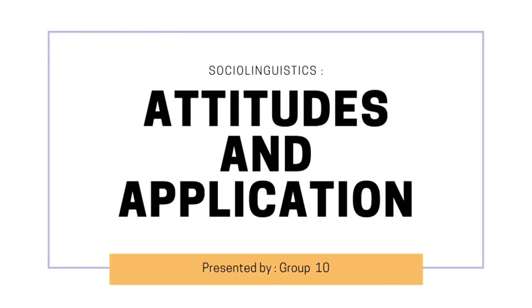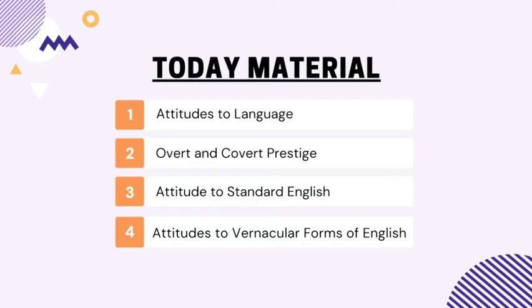attitudes and applications. For today's material, we are going to talk about these four main subtopics, starting from attitudes to language, overt and covert prestige, attitude to standard English, and lastly, attitudes to vernacular forms of English, including AAVE, vernacular forms of English users and context, and a note to methodology.